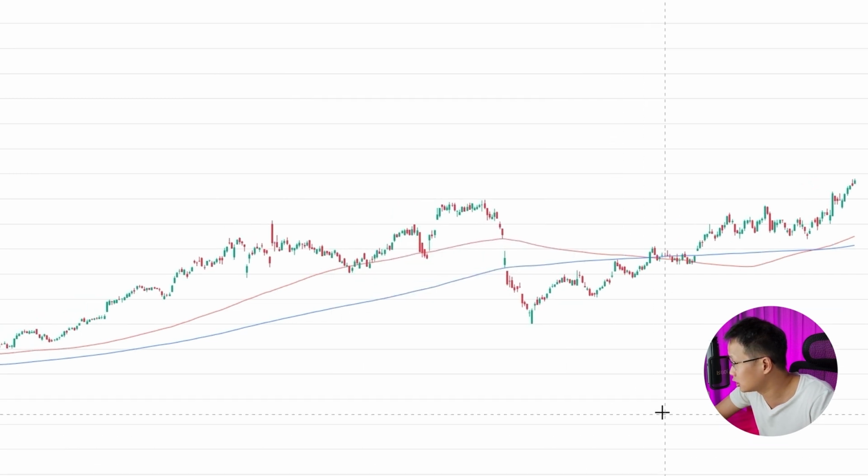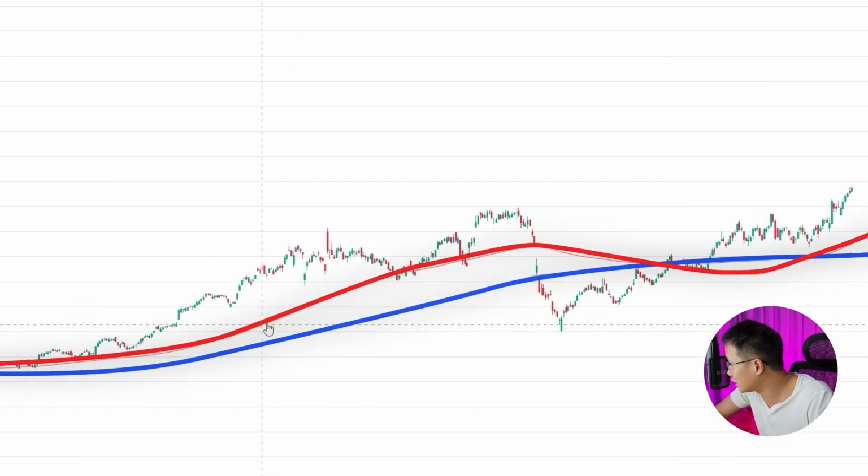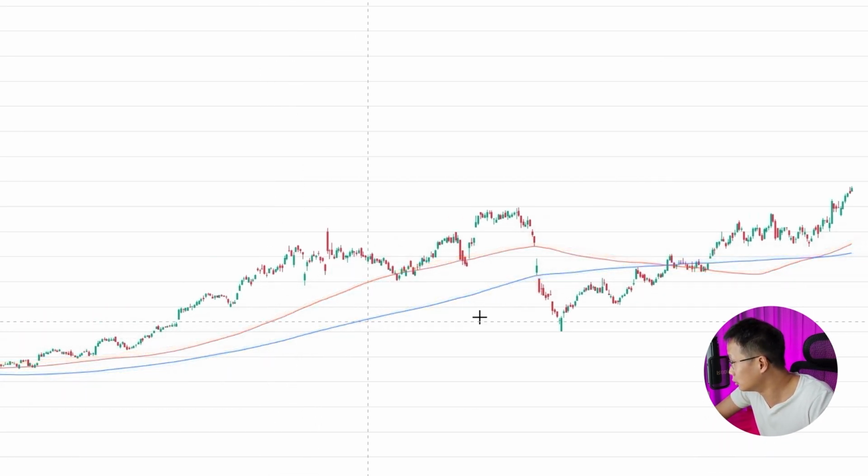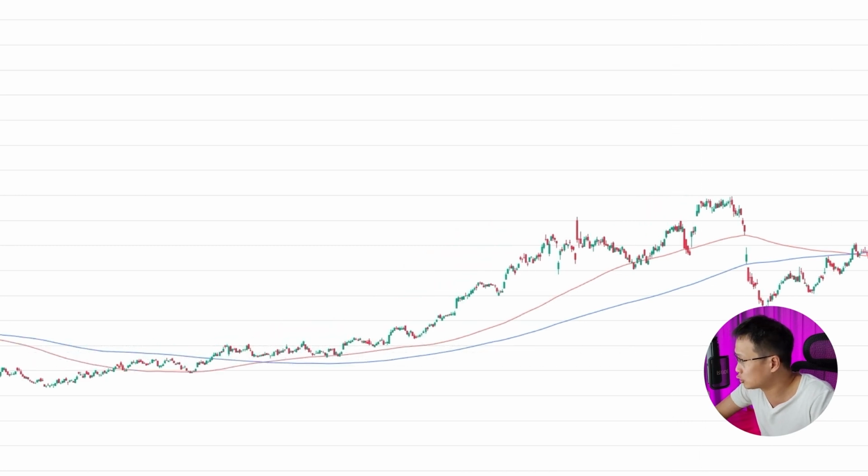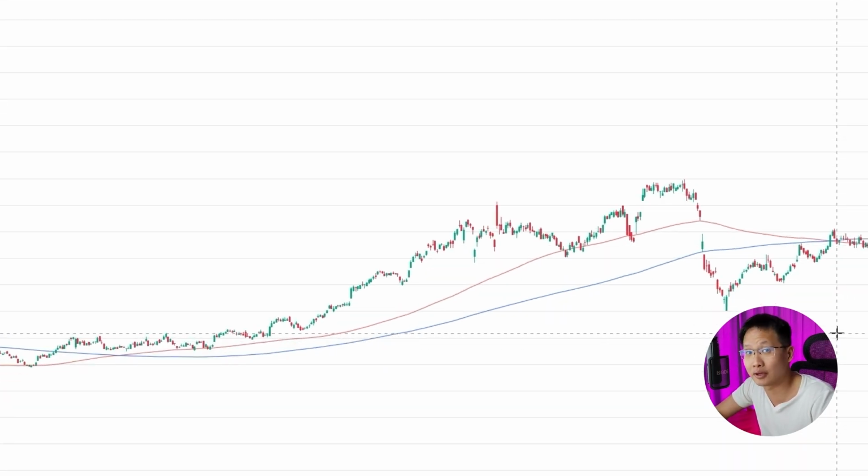Right? You can see right over here. So I've turned on what we call the 100 days moving average, the red line, and the blue line. So how do we know if the market structure is up or down? Just by looking at the moving averages.